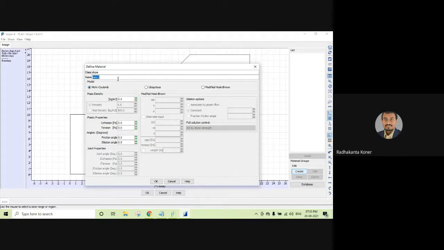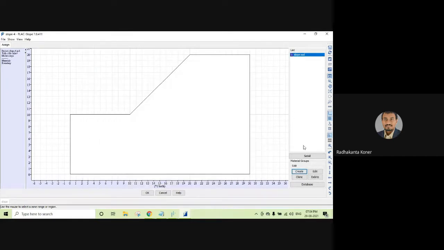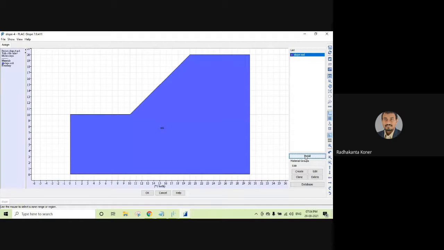So here in this material, the models are Mohr Coulomb, ubiquitous, modified Hoek-Brown. We are considering Mohr Coulomb and we have to give density 2000, cohesion 25 kilopascal, tensile strength 0, and we have assumed the angle of internal friction to be 20. Dilation angle we have considered 0, so we are not considering the material with a dilation behavior. Now we have to assign this material to this slope. This is the simplest one. Any kind of slope can be simulated.